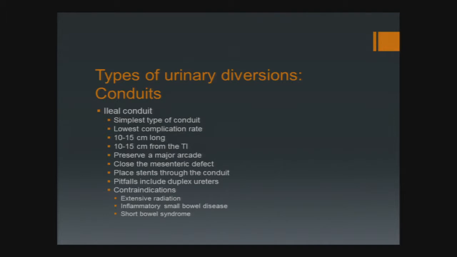We harvest a segment of bowel that's about 10 to 15 centimeters long and about 10 to 15 centimeters from the TI. That's what the literature and the book teaching suggests. Practically, we end up harvesting probably about 20 centimeters from the TI. Generally, the bowel lays nicer, and the mesentery lays nicer to give us the length and the angles that we need better at 20 centimeters, so we end up harvesting from there.